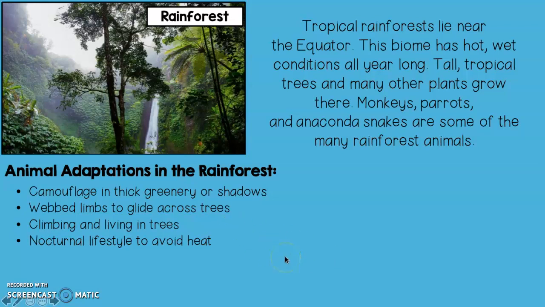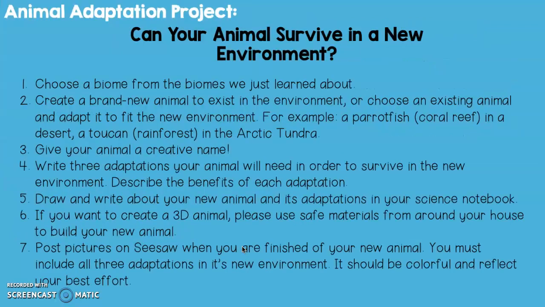So different animal adaptations in the rainforest are camouflage in thick greenery or shadows, webbed limbs to glide across trees, climbing and living in trees, and another one, a nocturnal lifestyle to avoid heat, which means they stay active at night to make sure that it's a little bit cooler and more livable for these animals.